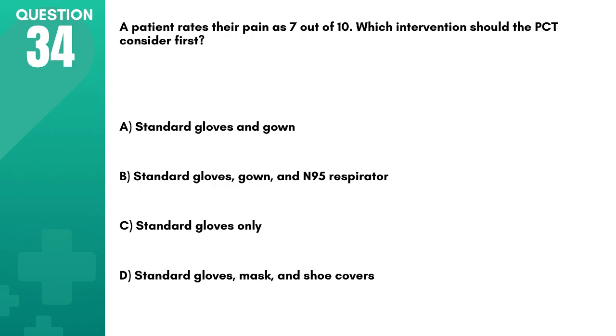Question 34. A patient rates their pain as 7 out of 10. Which intervention should the PCT consider first? A. Offer a back rub to help the patient relax. B. Ask the patient to rate their pain again in 30 minutes. C. Report the pain level and any relevant observations to the nurse. D. Provide distractions like television or reading material.